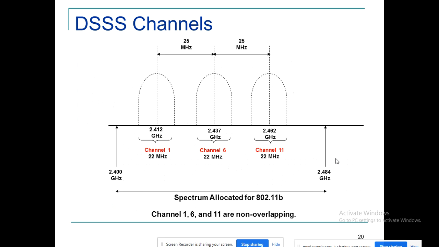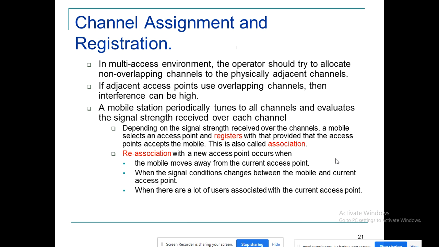So how are they transmitting depending upon the frequency? Just the last 2 digits will vary: 2.412, 2.437, 2.462, but on the same timeline, within the same frequency range. Right? So without overlapping, the 802.11b standard provides multiple access. That's the point. Right? Channel assignment and registration.